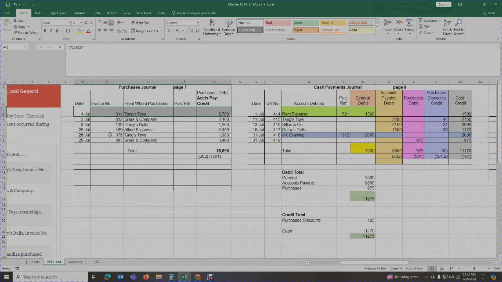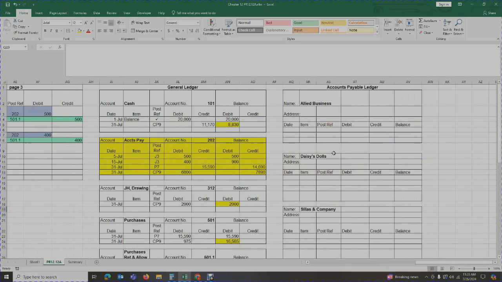We have one transaction right there for Allied Business for $24.50. This is coming from Purchases Journal 7. When did this happen? This happened on July the 25th. Purchases Journal number 7, and we have a credit of $24.50. So my balance is $24.50. Allied Business did not make any returns, so that's all they have, the $24.50 right there.